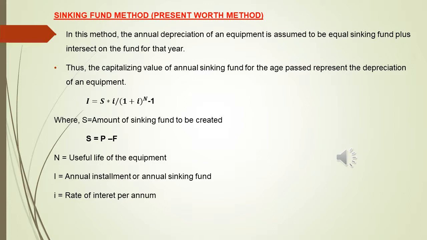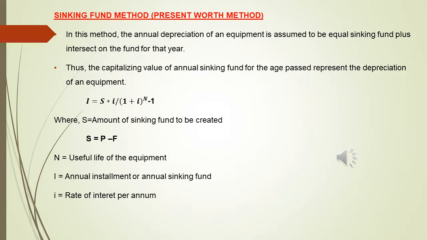Now here is the last method of calculating depreciation. That is called the sinking fund method. It is also called the present worth method. So let me read this. In this method, the annual depreciation of an equipment is assumed to be equal to the sinking fund plus interest on the fund for that year. It's related to the fund of that particular year, and you are going to add your sinking fund to it.